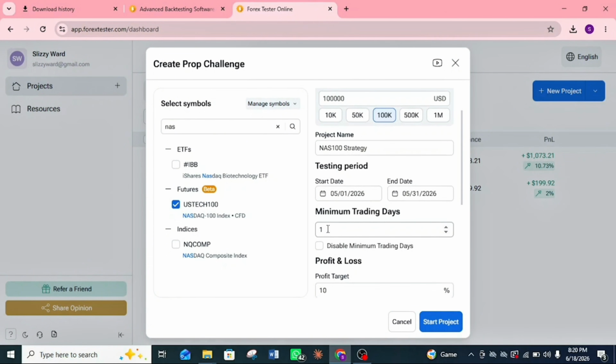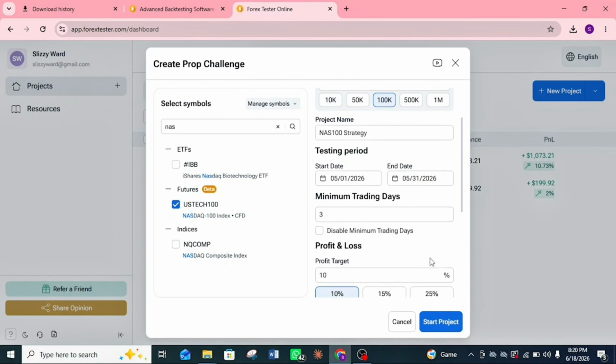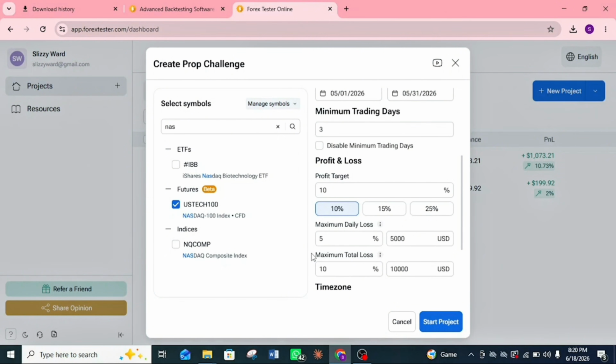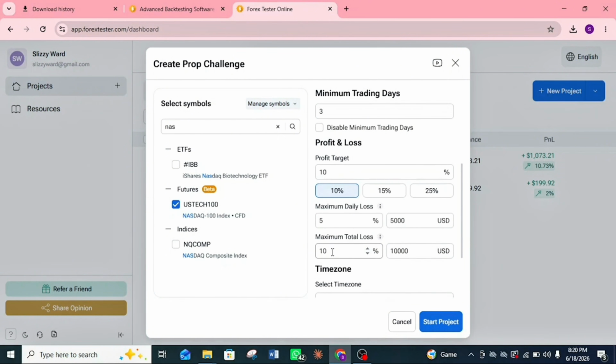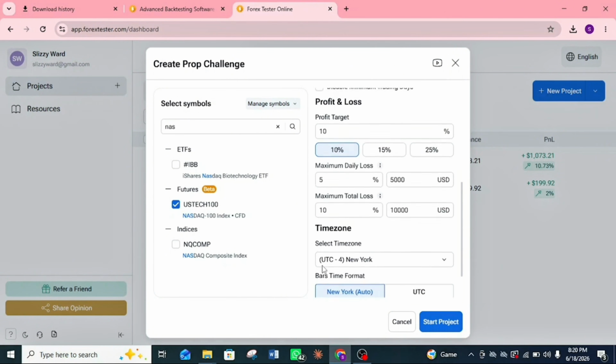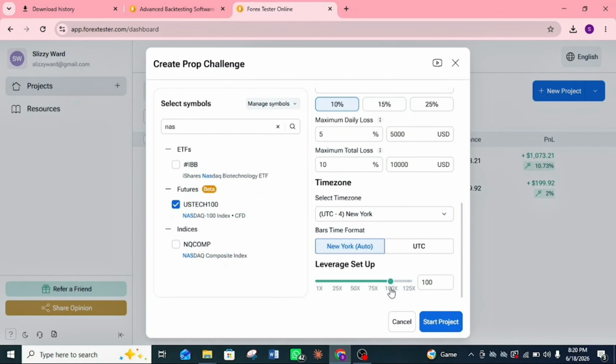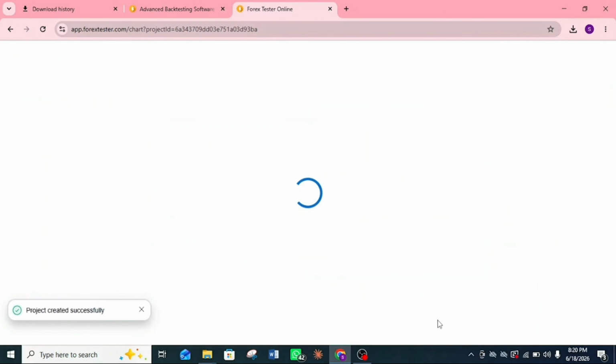So we have minimum trading days. Most prop firms I use usually say 3, so I'll select 3. Profit target 10%. Maximum daily loss is 5%. Maximum total loss is 10%. Time zone New York. And leverage 1:100. So I then start the project, and now we can start backtesting.